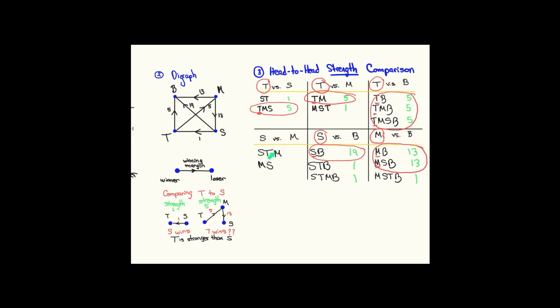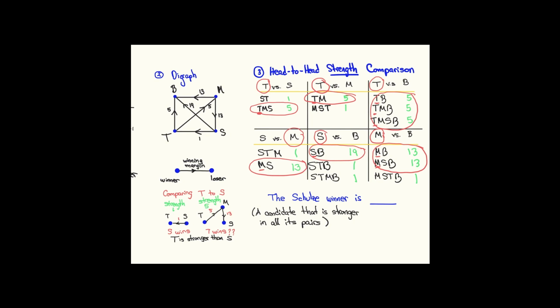To compute the strength, STM, the numbers involved are 1 and 5. The smallest of those is 1, so the strength is 1. Next is M to S. The only winning margin involved is 13. That's the strength. So the strongest path, the one with the largest strength, is MS. It starts at M, meaning that M is the stronger of the two candidates.